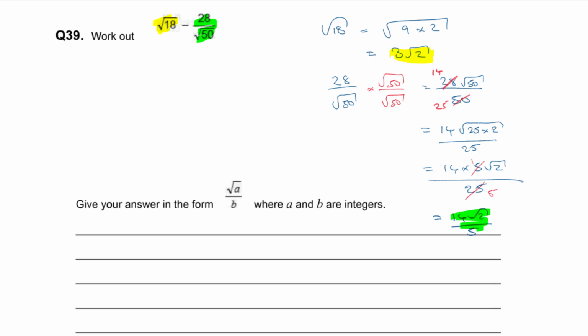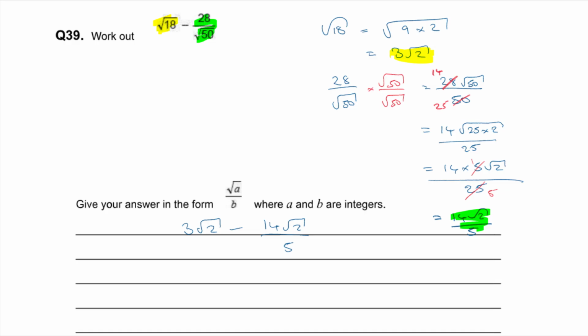Okay, so now I can recombine them. I can then say root 18, which I know is 3 root 2, and I'm going to be minusing 14 root 2 over 5. Okay, so I could factorize out the root and then just deal with the fractional part and then put it back, or I could just work on the two fractions and work out what that is and write it at the front. What should we do?